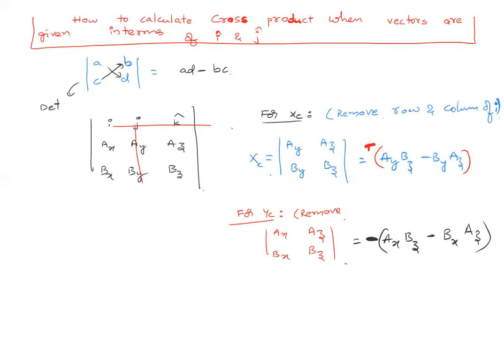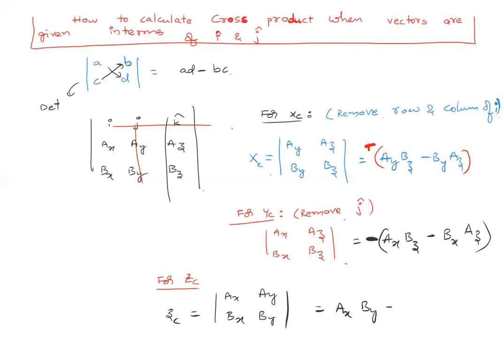For the z component, remove the column of i and j. That will give you ax ay, bx by. So your z component is ax by minus bx ay. Once you get the components, you can directly write the vector in terms of i cap, j cap and k cap.